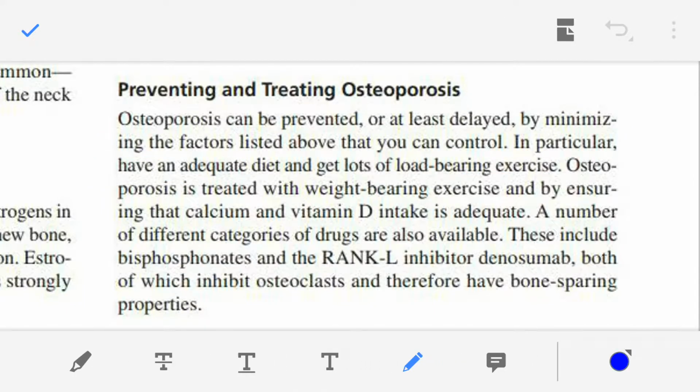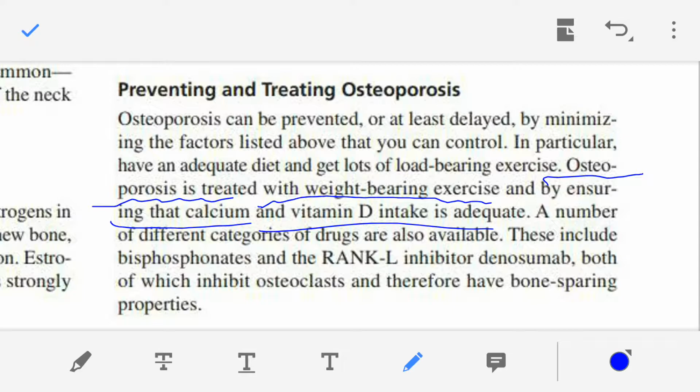Then, osteoporosis is treated with weight bearing exercise. So again, heavy exercise. If the person is performing heavy exercises with weights, then it can prevent and delay osteoporosis. And if the person is taking calcium and vitamin D in the food properly, then osteoporosis can be prevented.